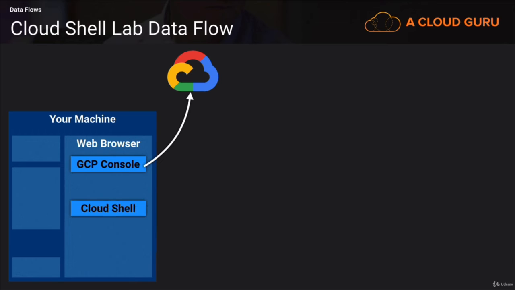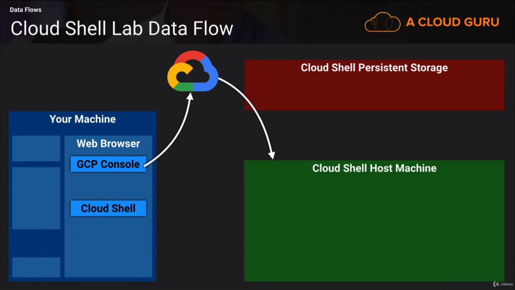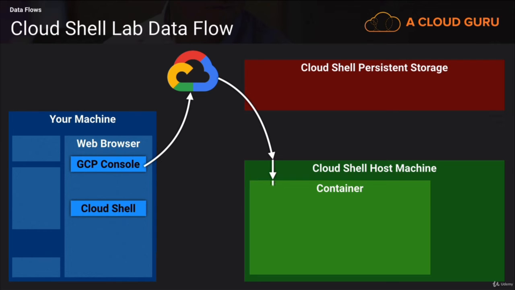Now when we open up Cloud Shell, Google Cloud makes sure that we have some persistent storage available and finds a machine to host our Cloud Shell instance. On this machine, it starts a container, and in that container, it starts a secure shell server.